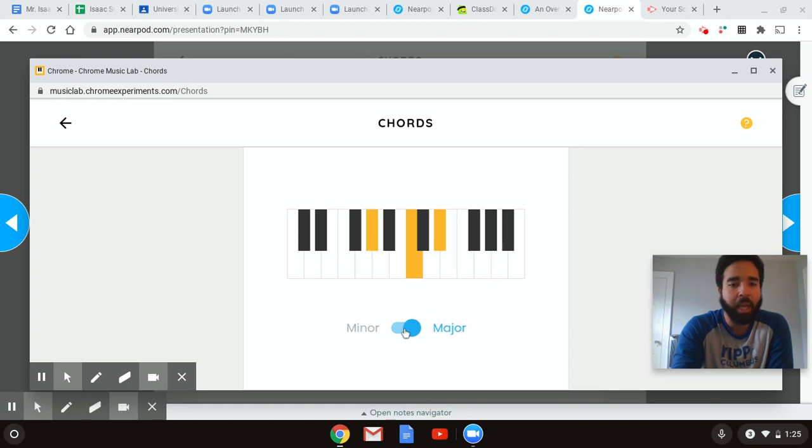You can go ahead and play around with that. You can even click down here and you'll see that 2 other keys light up, but now it sounds a little different. Listen.